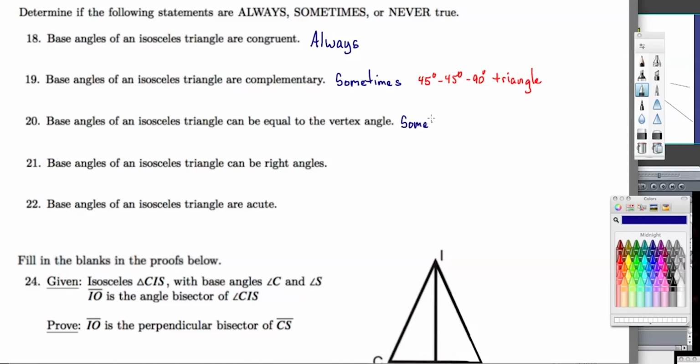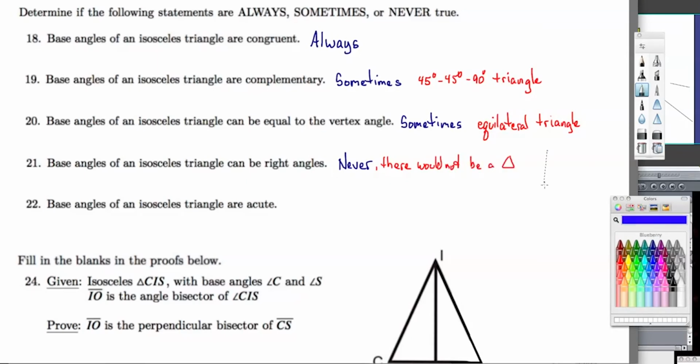20, base angles of an isosceles triangle can be equal to the vertex angle. Sometimes, if we have an equilateral triangle, the base angles could be equal to the vertex angle.